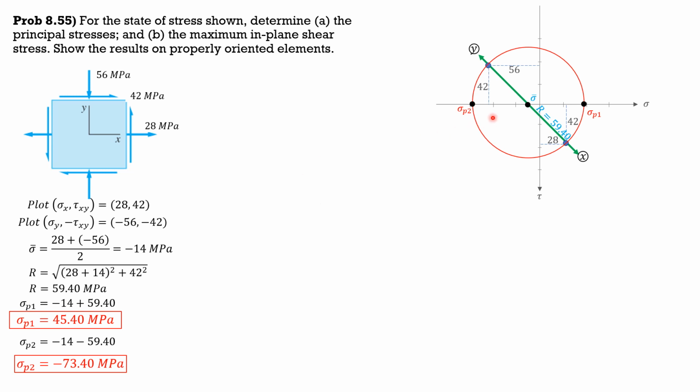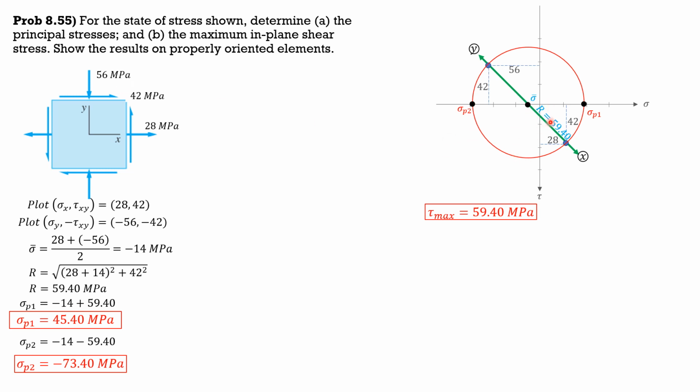Then we already computed tau max, which is R. The maximum in-plane shear stress is R, 59.4 megapascals, and it occurs here. So from the principal axis, 45 degrees, 90 degrees in the Mohr circle, to locate this axis here of maximum shear stress, where the normal stress is sigma bar, but in the element it's only 45 degrees.